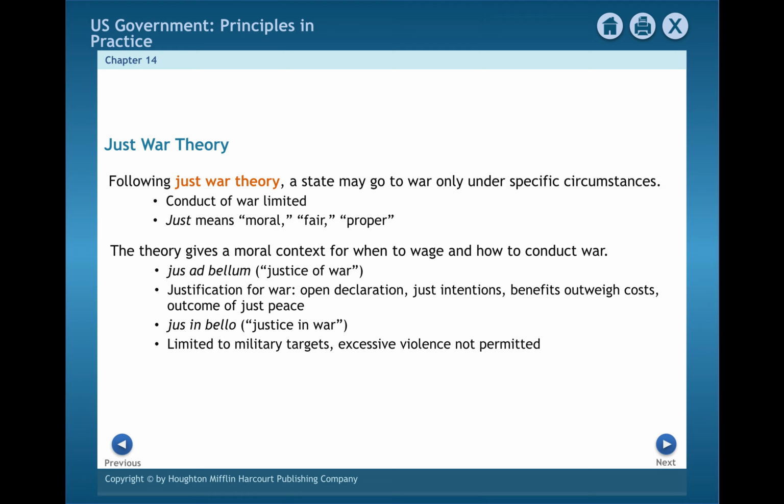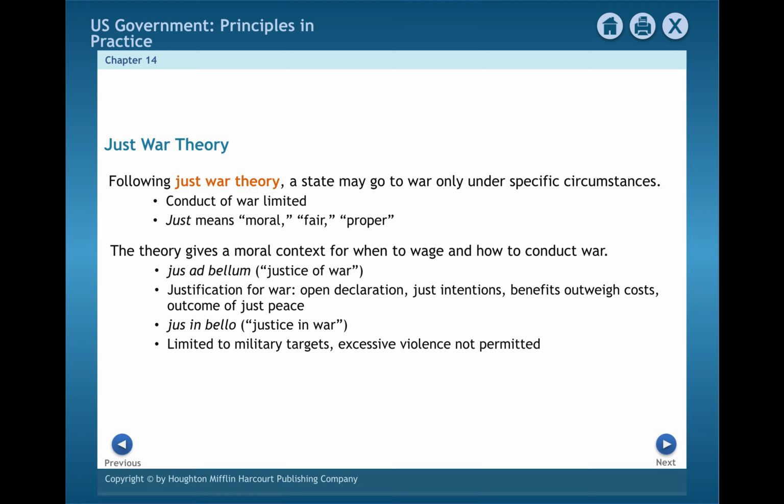Now, jus in bello is Latin for justice in war, and the main principle of jus in bello is saying that there is a just peace outcome. I recommend reading a little bit more on this on page 445 in your textbook. But jus in bello, for example, can limit the conduct of war to necessary military targets only.